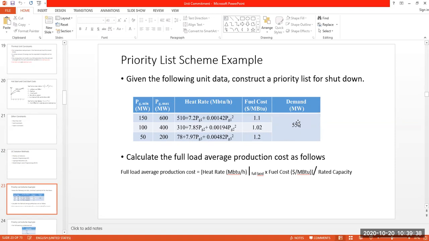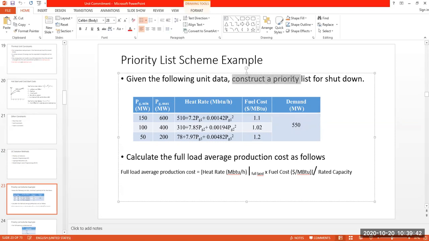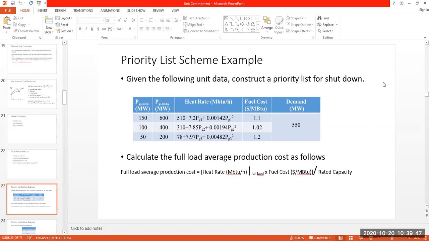Okay, so the question is: construct a priority list for shutting down, that is decommitment. The example is shown here for decommitting the units following the priority list scheme. But of course, the same sort of problems can also be solved for starting up the systems. Instead of shutting down, you can also use the priority list based example for starting up the units. So let's try to solve the example.